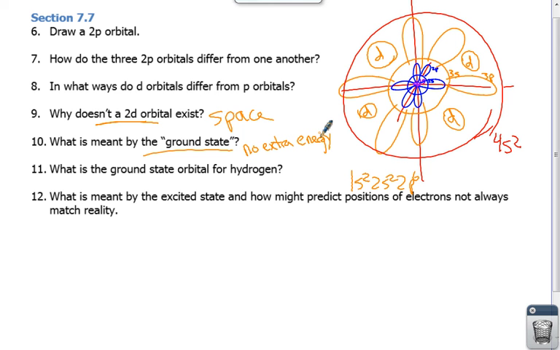For instance, for hydrogen, hydrogen's usually 1s1. Let's change to blue. Oh man, orange and blue, that's ugly. Who would put orange and blue together?